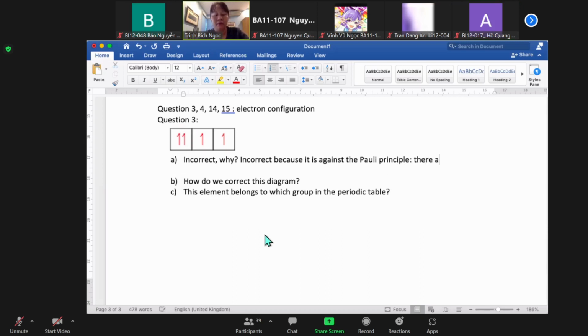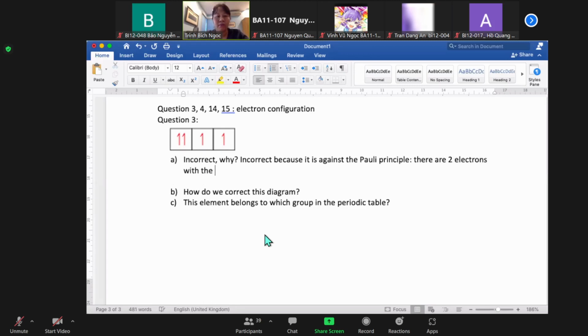So there are two electrons with the same spin. Okay, so how do you correct it?